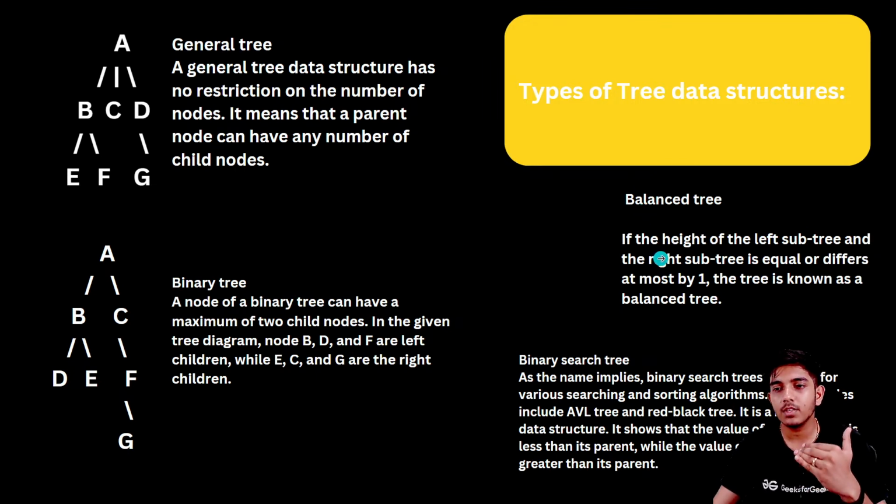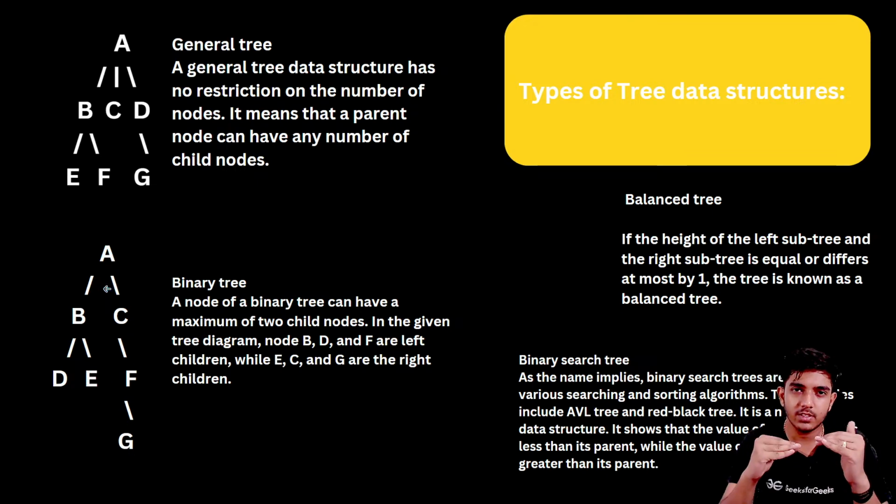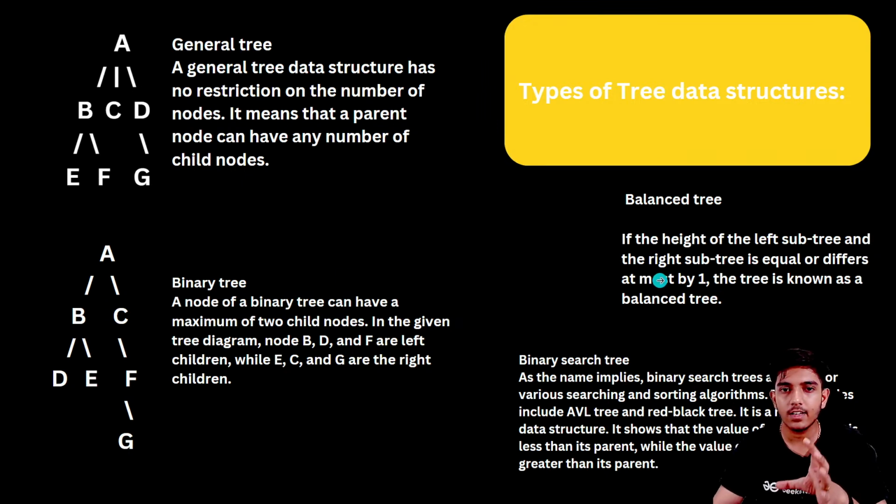If the heights of the left subtree and right subtree are equal, then it's balanced. Let's see what the left height is. You can see that the height of this tree is 2 from the left side, and from the right it is 3. So it's almost the same because the difference is 1. So you can say that if the difference is 1, it can be considered balanced.